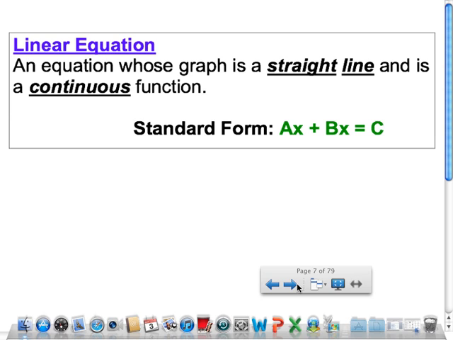All right, so a linear equation now. We're getting into graphing. A linear equation is an equation whose graph is a straight line. Clearly, linear means line. So a linear equation has a graph that is a line and is a continuous function. This is the standard form of the equation. That should actually be by, not bx. Ax plus by equals c.